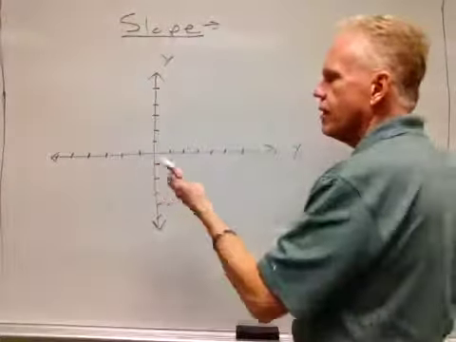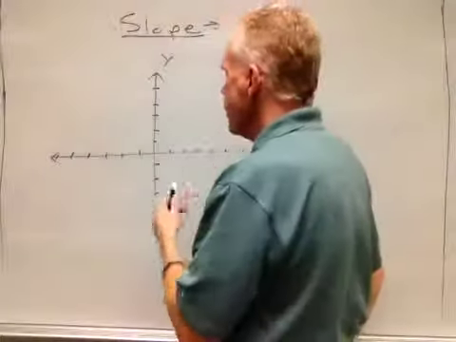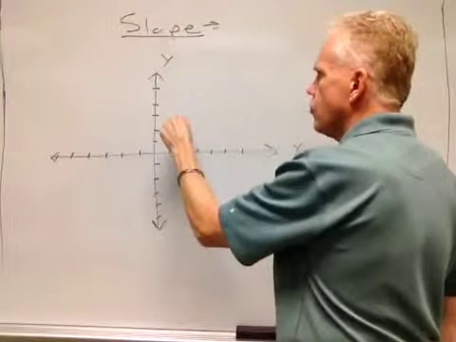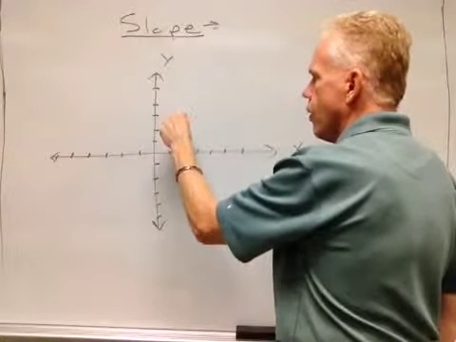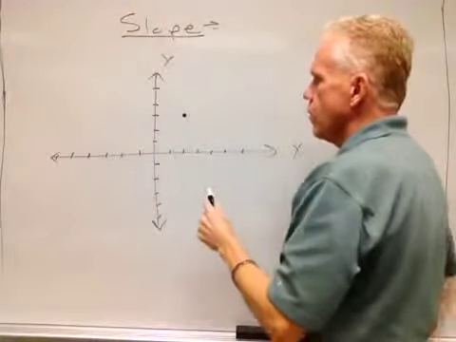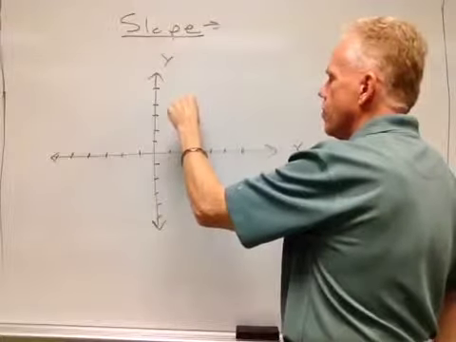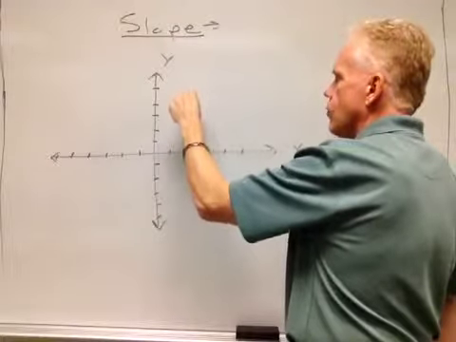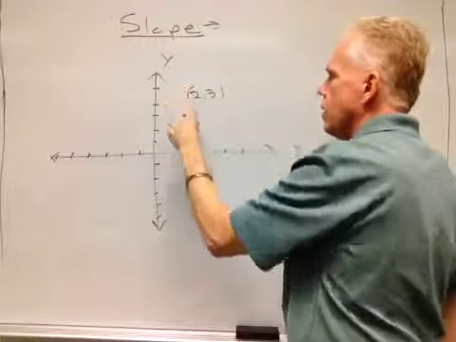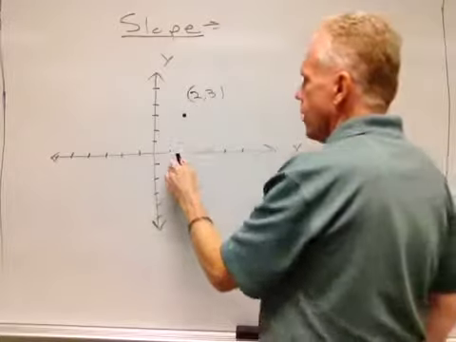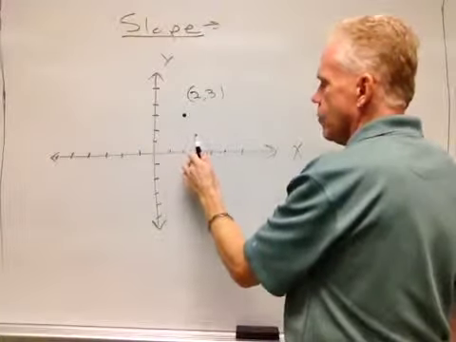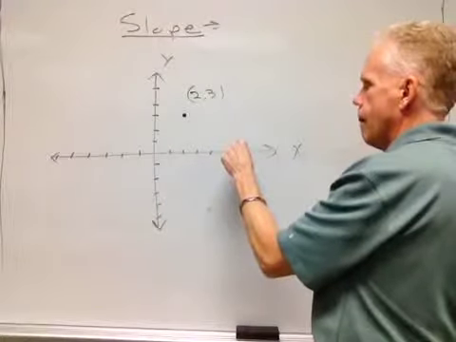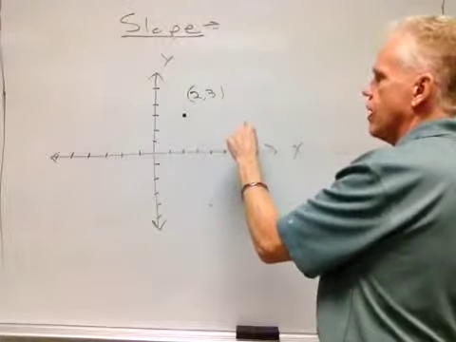All right, so let's pick a couple of points. How about we go with the point 2 comma 2? No, we'll go 2 comma 3. All right, 2 comma 3, so I'm going to put that point here. That's my first point. My second point I'm going to make 6 comma 1. And we've got 6 comma 1 here.